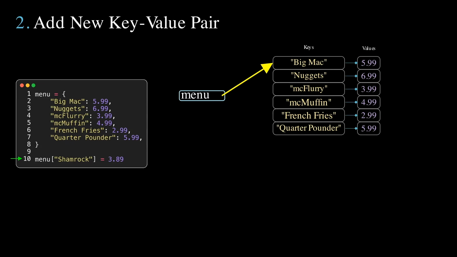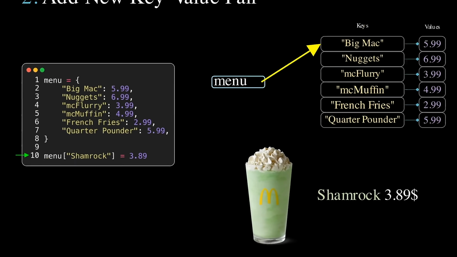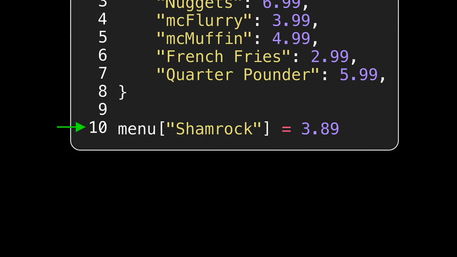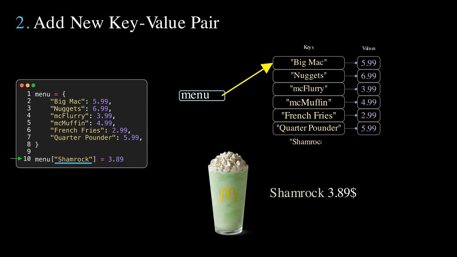Once in a while, a seasonal special item ushers in. The Shamrock is a minty flavored drink only offered around St. Patrick's Day. Let's add it to our dictionary menu. The syntax is, on the left-hand side of the equal sign, we have the dictionary name menu, square brackets, the key Shamrock, equal to its new value, 3.89. That's it. Here it is.